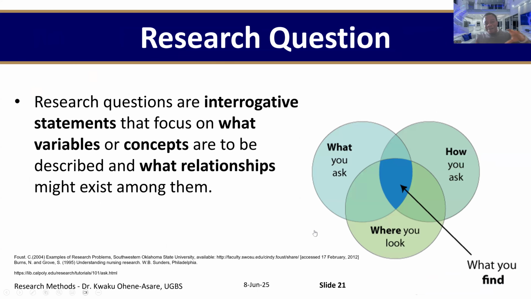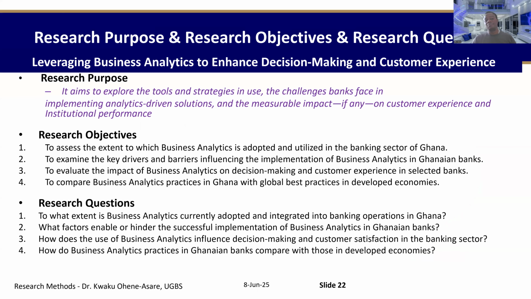Now, once you have worked on your objectives, you need your questions. The interrogative statement will focus on what variables and concepts are to be described and what relationships might exist between them. It is a question, and it must have a question mark. What you ask, how you ask, where you look, is critical. What you find out is even more critical.